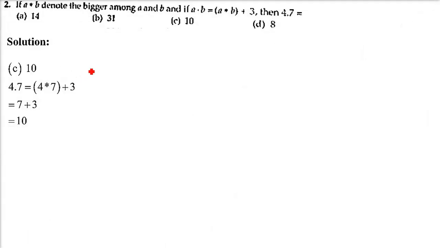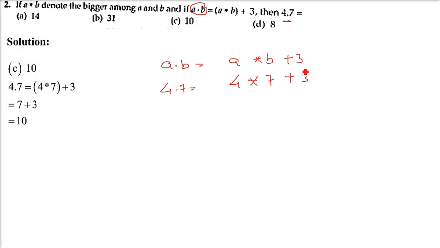Question number 2. If A star B denotes the bigger among A and B, and A dot B is also given, A dot B is equal to A star B plus 3, then we have to find out 4 dot 7. So A dot B equals A star B plus 3. So 4 dot 7 will be 4 star 7, there is 4 operation with 7, and then we add 3.